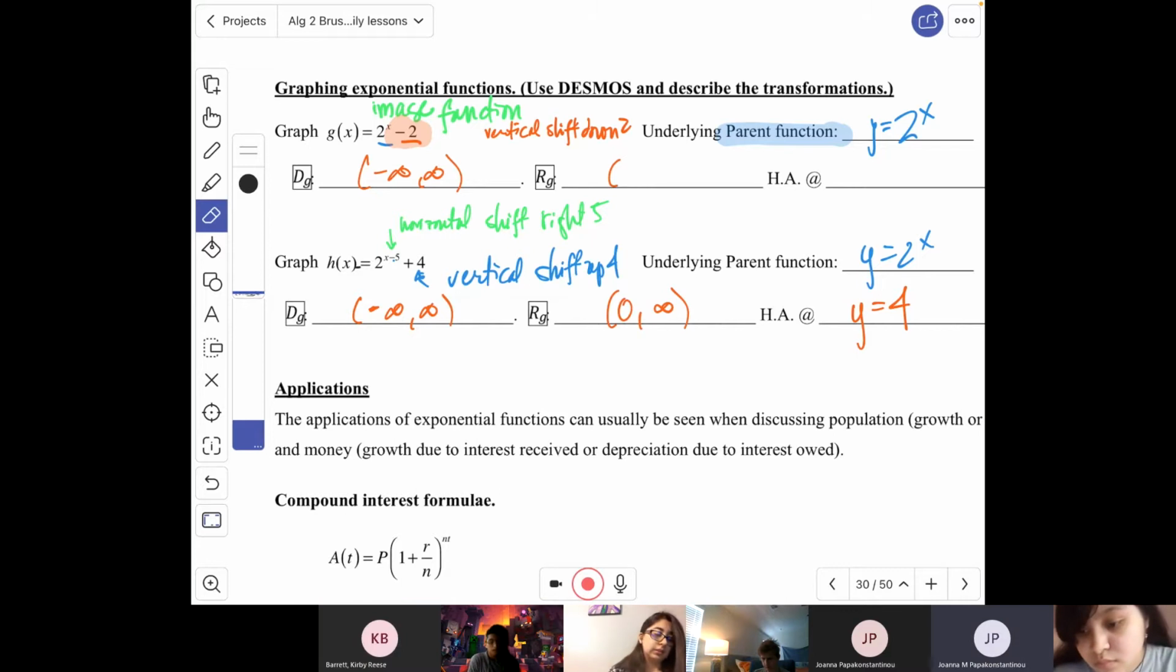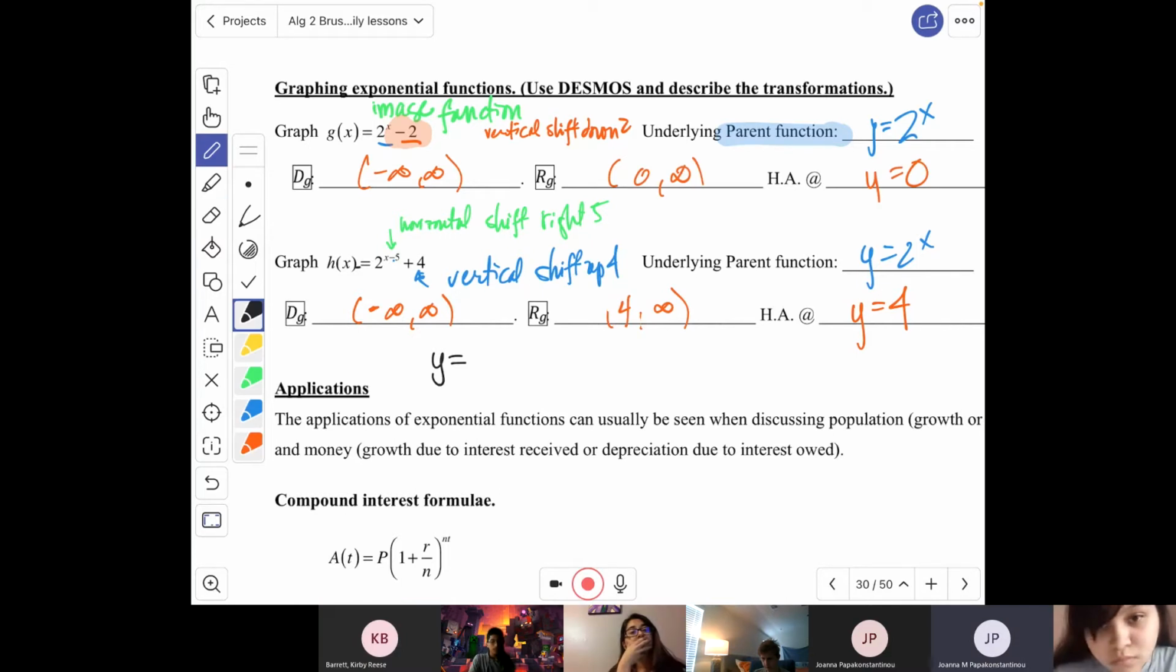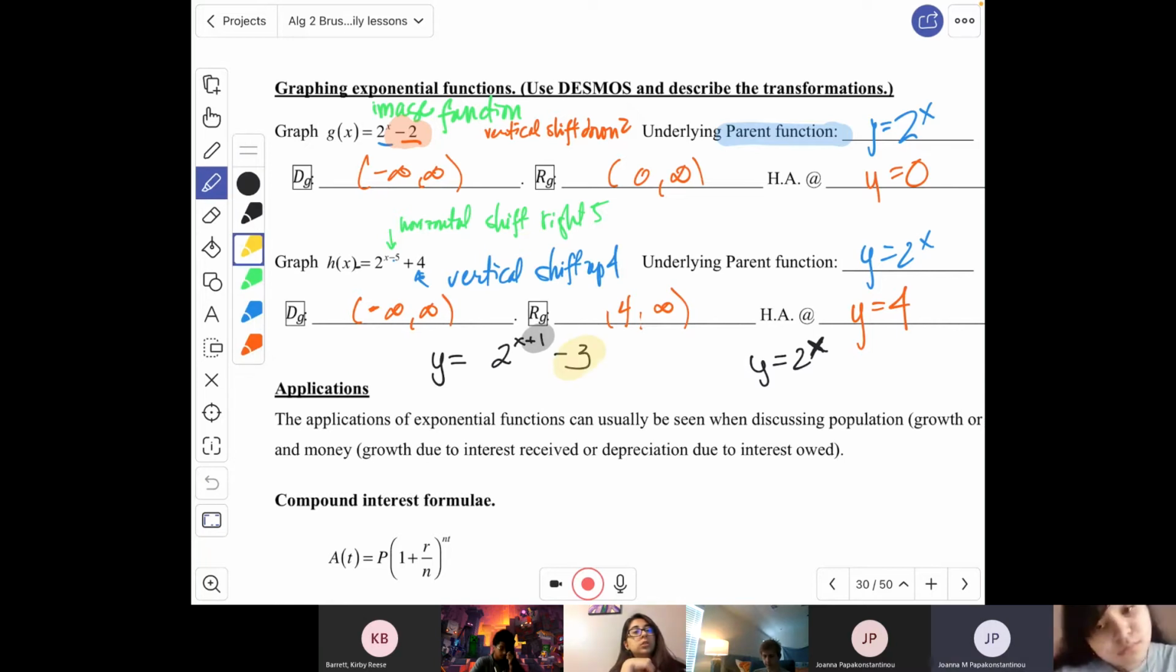Let me give you one more example just to see if we're okay. Our parent underlying function is y equals 2 to the x. Just tell me the transformations that have been made. Tell me what this does to the parent. What have we done? And we could check these in Desmos, right? What does that +1 do to the parent? Can anybody tell me?